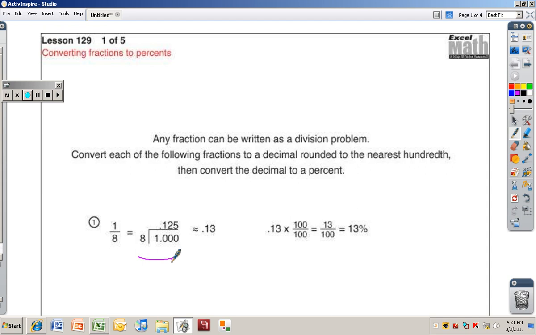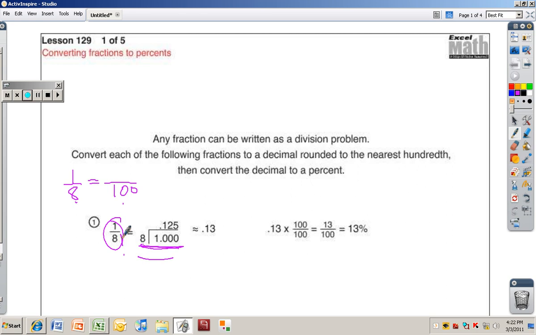Convert each of the following fractions to a decimal rounded to the nearest hundredth, then convert the decimal to a percent. So here we have the fraction 1/8. Now, what we were saying before is to change that to 100 to change it to a percent, but you can't multiply 8 by something to get 100. It doesn't go in evenly. So what they're going to do is do what we did on the last lesson, which is changing this into a decimal and doing it as a division problem.